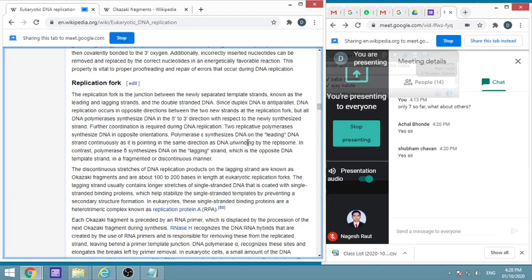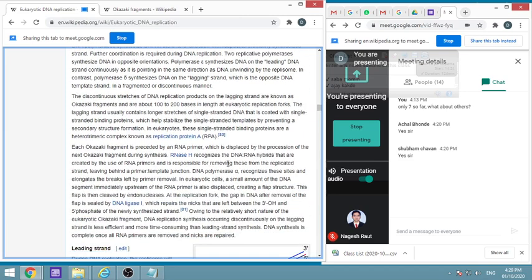It is a fragmented strand, and these fragments made by polymerase delta are called Okazaki fragments, which are connected together. Okazaki fragments are about 100 to 200 base pairs in the eukaryotic replication fork. This lagging strand usually contains longer stretches of single-stranded DNA, and these are coated with single-stranded binding protein.